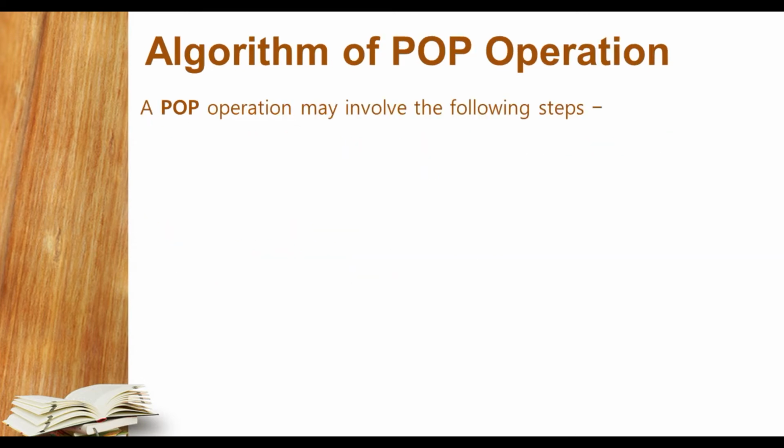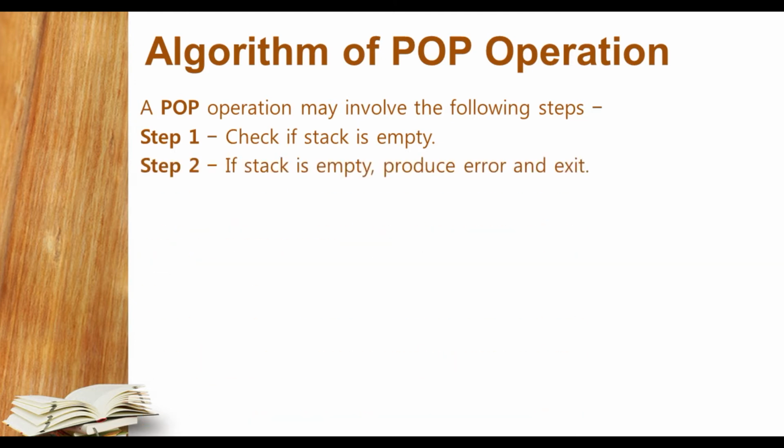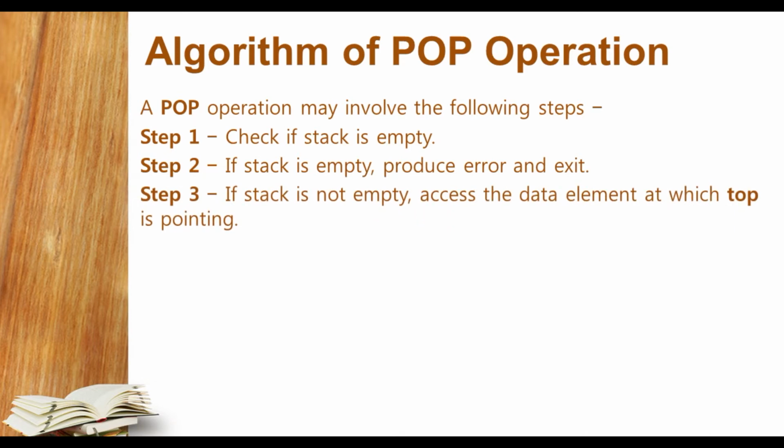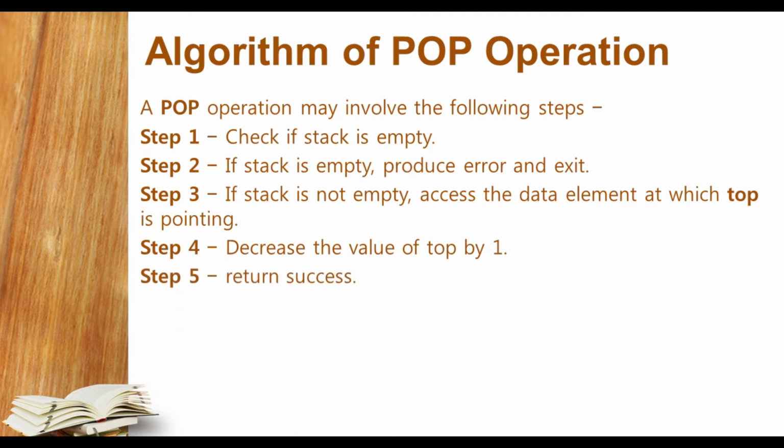Next, we are understanding the pop operation of the stack. Pop operation means deleting an element from the stack, and the steps are as follows. First of all, we check whether the stack is empty or not. Second step, if it is empty, then produce an error, and in the error information you will write underflow. Third step, if the stack is not empty, access the element which top is pointing to. And step 4, decrease the value of top by 1 and return success.